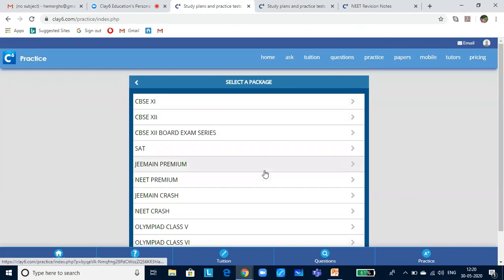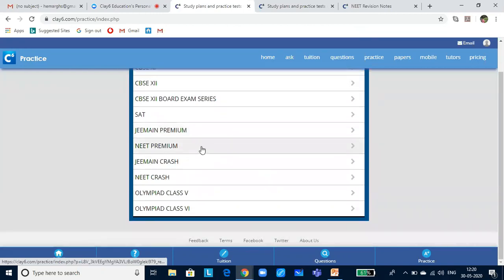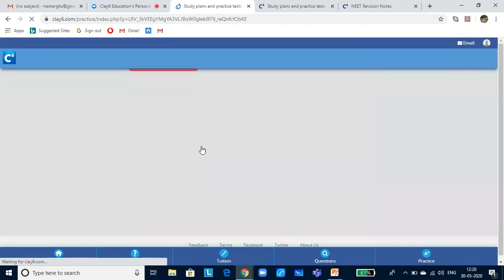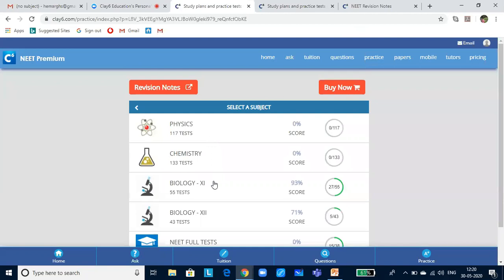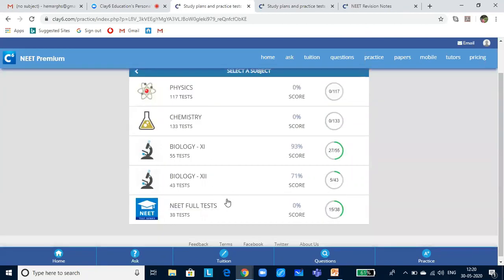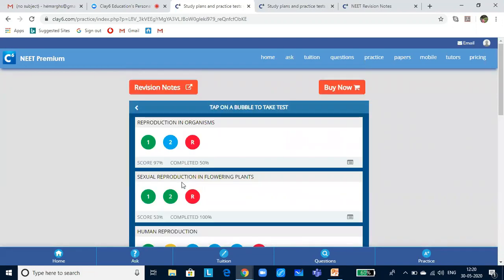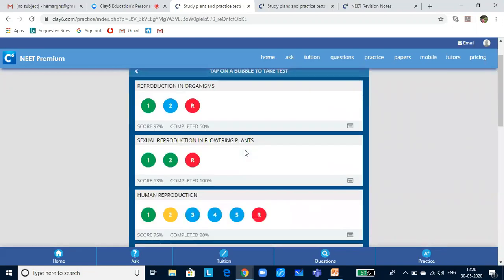You will get a lot of packages. In this, I'm selecting NEET Premium because I'm doing NEET classes. Here you will find a lot of subject-wise tests in physics, chemistry, biology, and NEET full tests. If you click on this, you will see a lot of colored bubbles. Each bubble is a test.